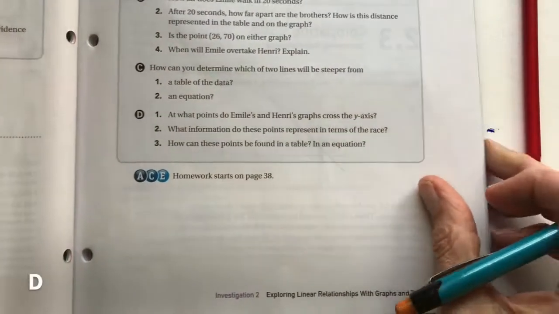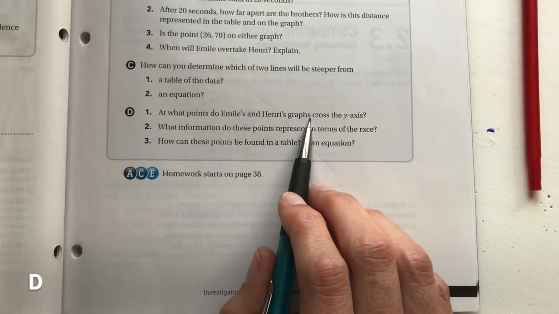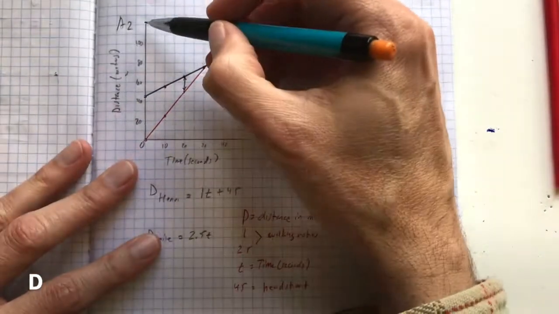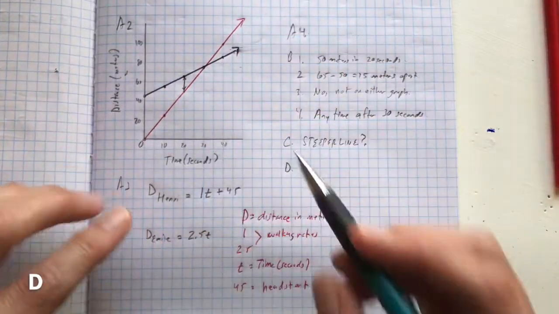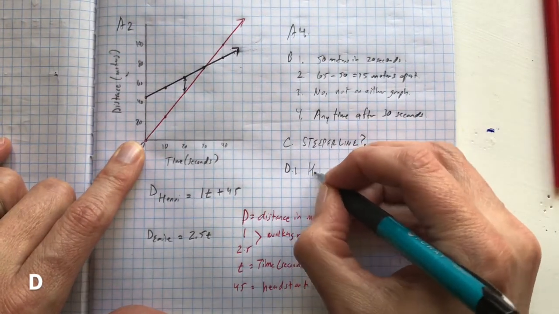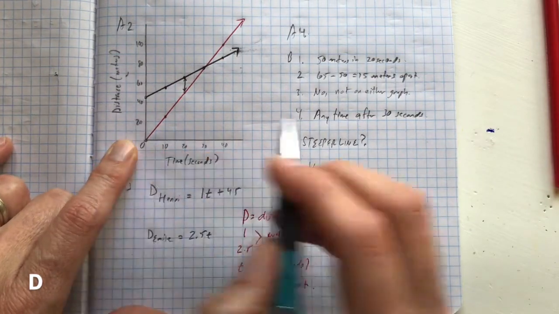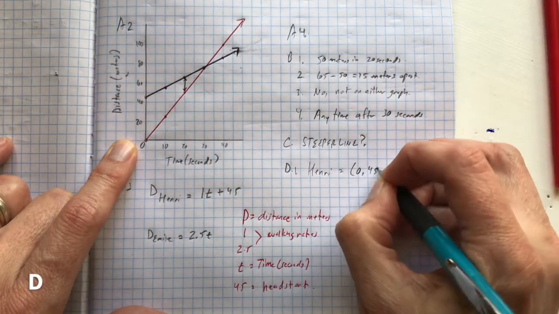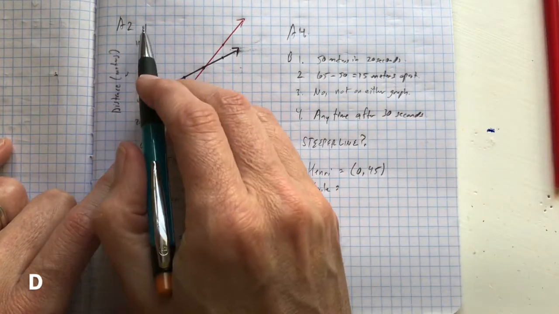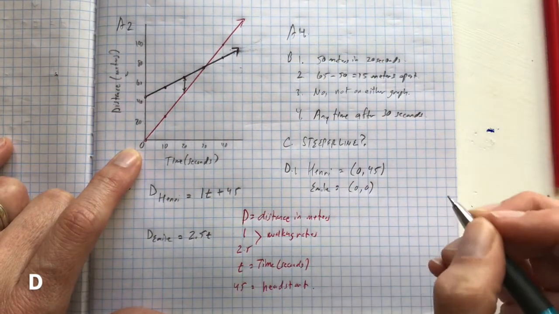All right, last little bit here, part D. At what points do Emile's and Henri's graphs cross the y-axis? Okay, the y-axis is this vertical part over here. So when it comes specifically for Henri, his line crosses the y-axis at 0, 45. And for Emile, this is the y-axis as well. His line crosses at 0, 0.